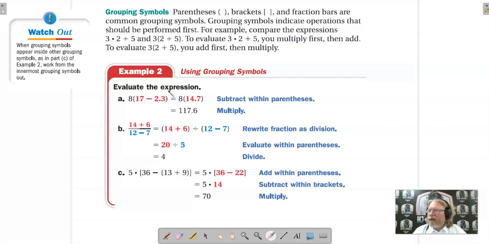So evaluate the expression using grouping symbols. We need to do the 17 minus 2.3 first, and that would be 14.7. Now we can multiply it times the 8 and get a product of 117.6. We could also call this 6 as 6/10, and we read this as 117 and 6/10.